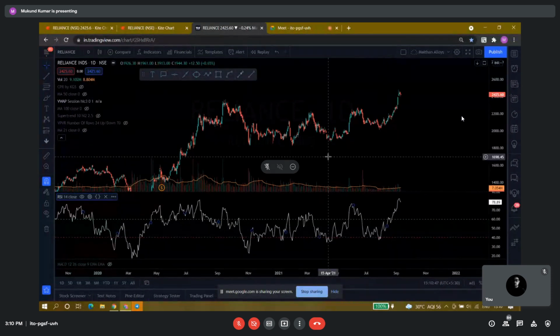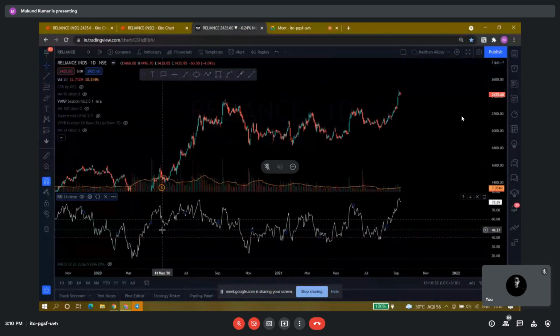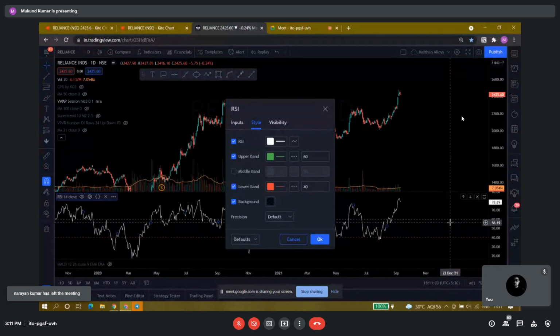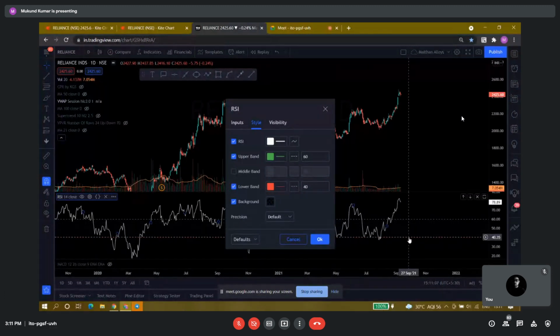But now we will modify this concept and we will learn a new thing. The setting that I will use is the 60-40 concept. The upper band that we are seeing, this green line, is 60, and the lower band that we will use is 40. 60 and 40 is the setting that we will use for our RSI indicator. Okay.